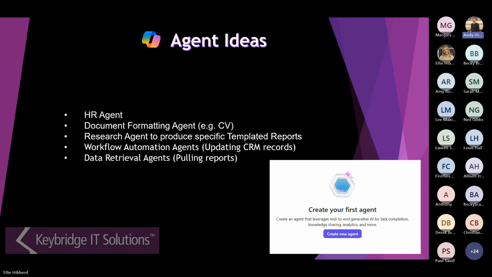Then agent ideas. Obviously, it's endless what you can do with Copilot. What we're going to show today is an HR agent. This is a really, really simple agent that will look at a SharePoint site or a document and allow your staff to query holiday entitlement, paternity leave policy, etc. It saves coming to the HR team, saves going to your HR app. With certain HR apps, they do have connectors within Copilot. I believe that Bamboo HR has a connector.